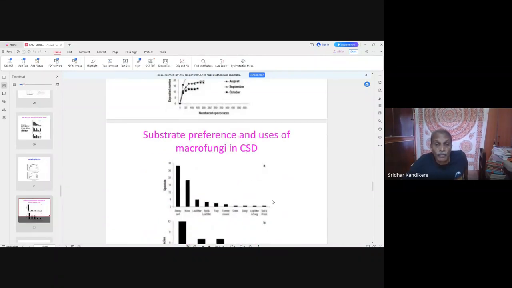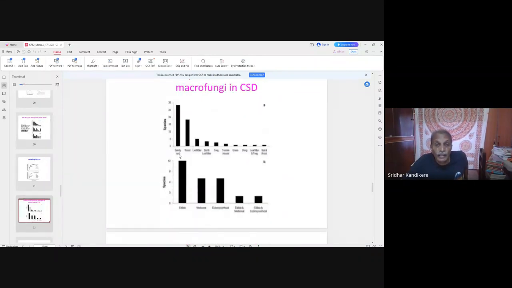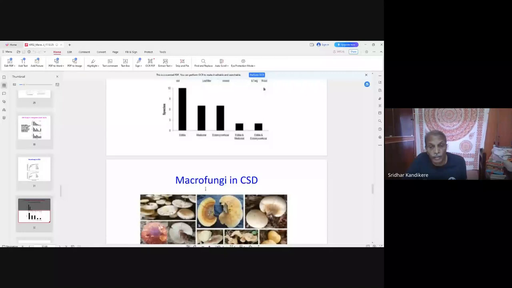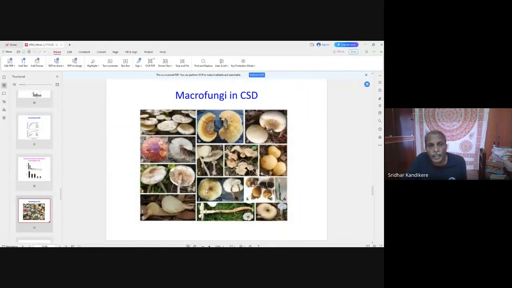With regard to substrate preference for the macrofungi, sandy soil is most preferred, followed by woody material and other material like leaf litter, soil and leaf litter, twigs, soil, dung, grass and other things. Again, edible ones are highest, followed by medicinal and ectomycorrhizal, almost, and edible ectomycorrhizal, and edible and medicinal, edible ectomycorrhizal.